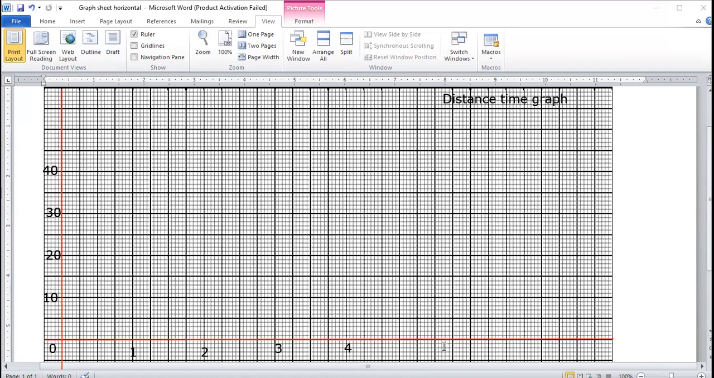Okay, time is given in hours over here, and over here distance is given in kilometers. Now they have given us that they are 32 kilometers apart. So first of all, I'm making it in this way that it is 32 kilometers apart.